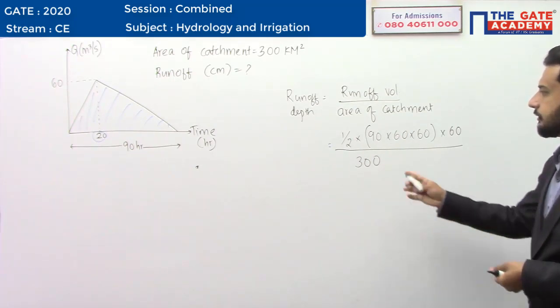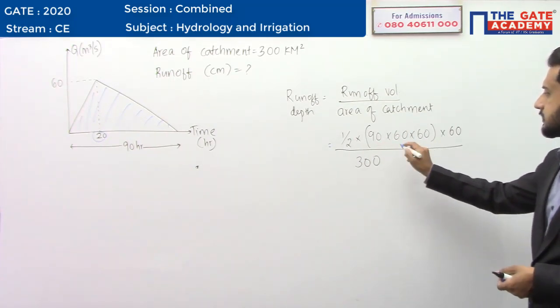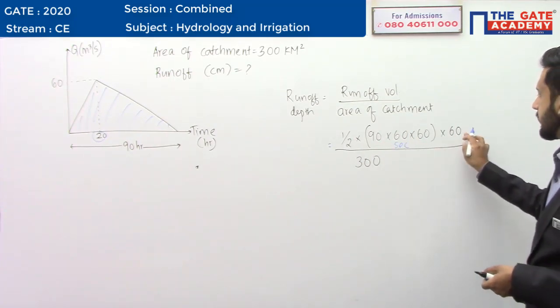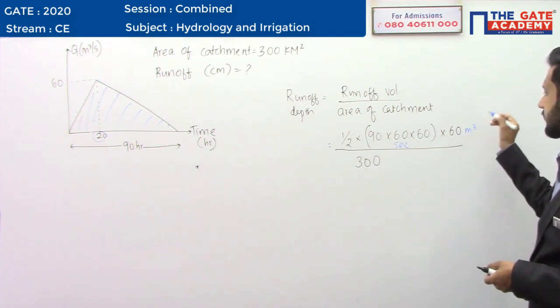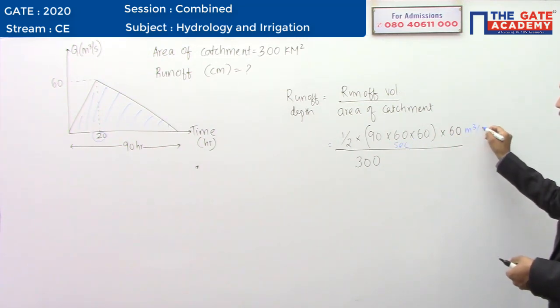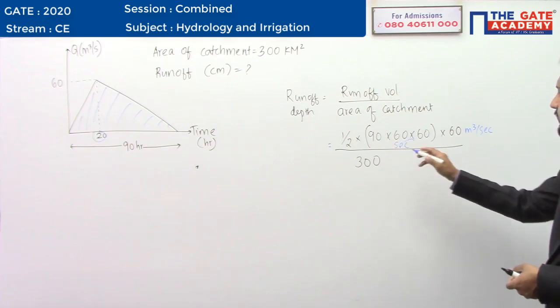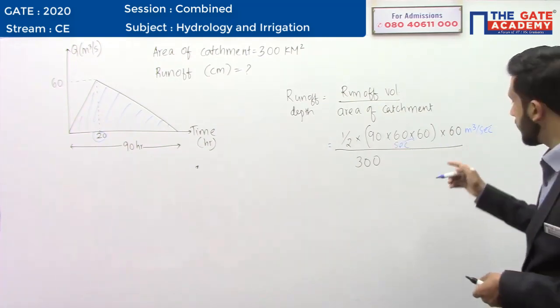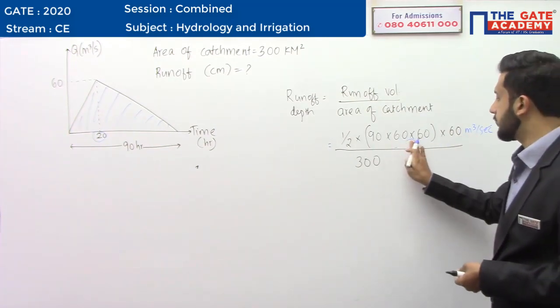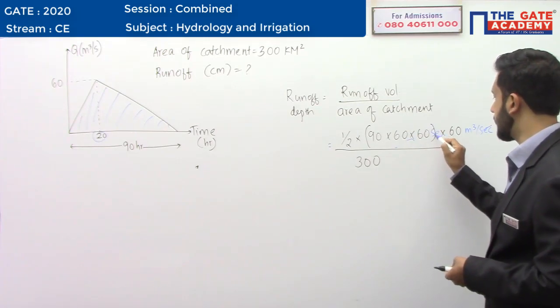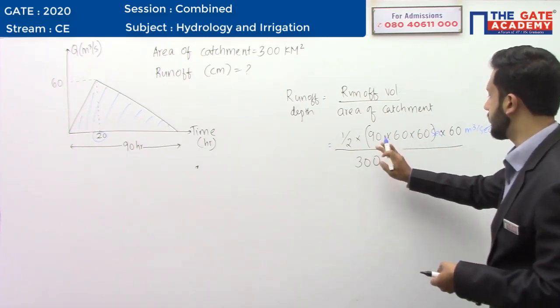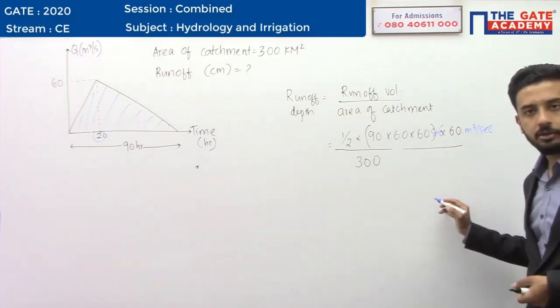this 90 was in hours, multiply with 60 and it is going to be in seconds. This 60 is meter cube per second, right? So this is seconds, this is meter cube per second, so these seconds and seconds are going to be cancelled. We are getting meter cube, okay? Don't get confused, seconds is here only. Don't get confused if I am writing here. So seconds and seconds are going to get cancelled.